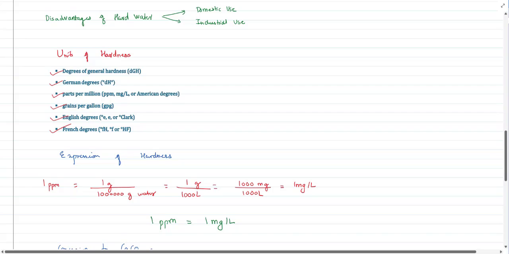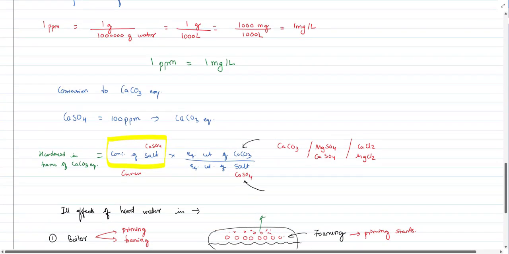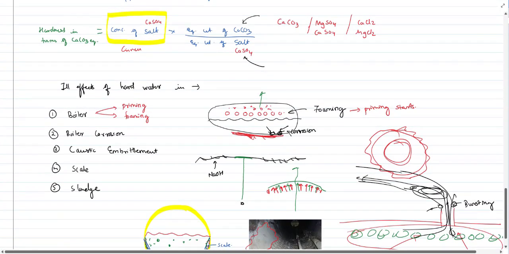And lastly, we understood the conversion of any kind of hardness from any kind of salt, say calcium sulfate or magnesium sulfate, to the standardized form, which is calcium carbonate. I had just given you one formula. And then we understood what the ill effects of having hard water in our system are.